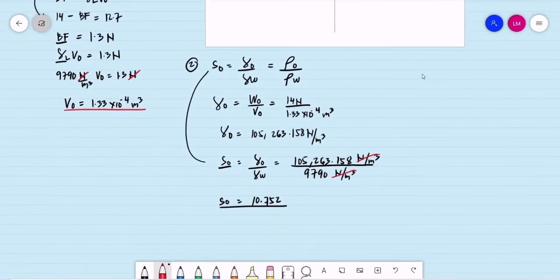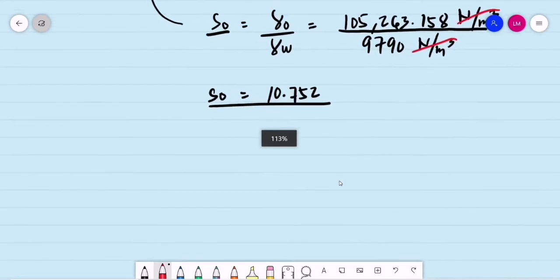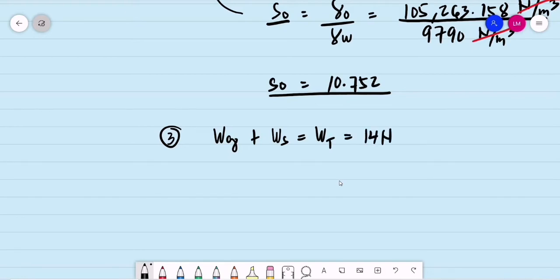Diba sa sinabi niya sa problem na yung crown is an alloy of gold and silver. So sa number 3, i-consider lang natin yung mga components. Yung weight ng gold plus yung weight ng silver is equal to the total weight or yung actual weight, which is equal to yung 14 newtons.